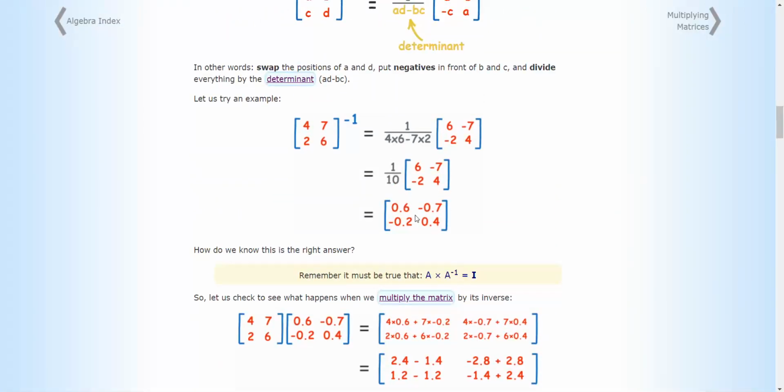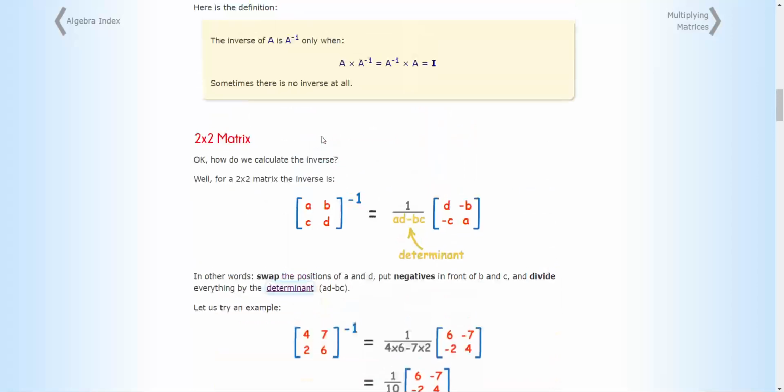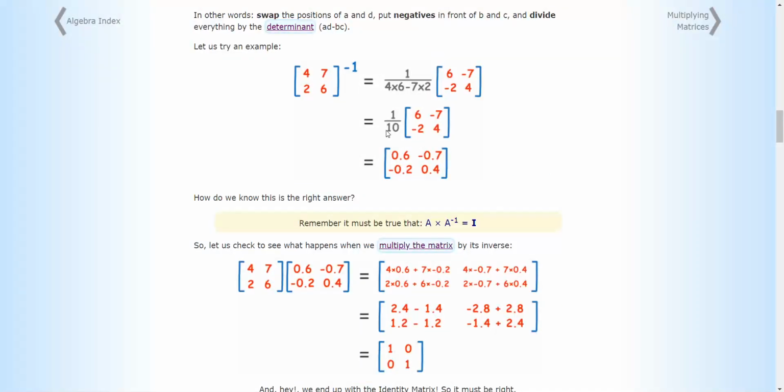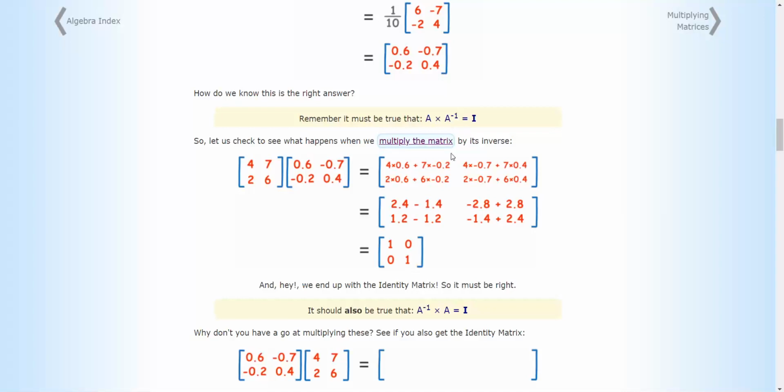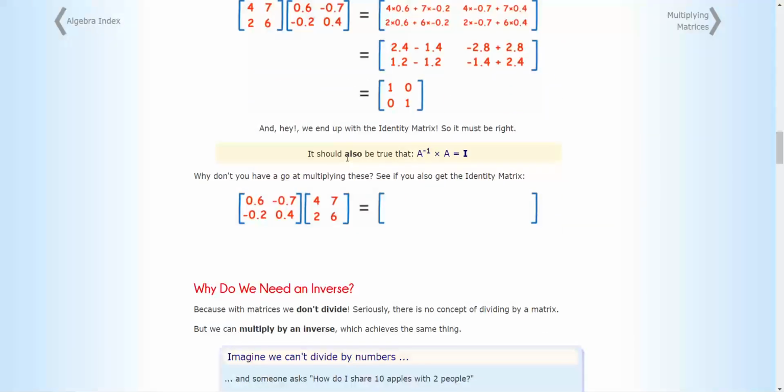So to know this is right, we multiply this, row by column, row by column, row by column, and row by column. You should get the identity matrix. So 4 multiplied by 0.6 plus 7 multiplied by negative, and then you do the same here. We end up with the identity matrix, so it must be right. Why don't you have a go at multiplying these? See if you get the identity matrix.